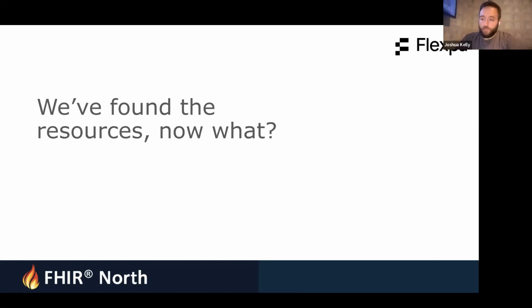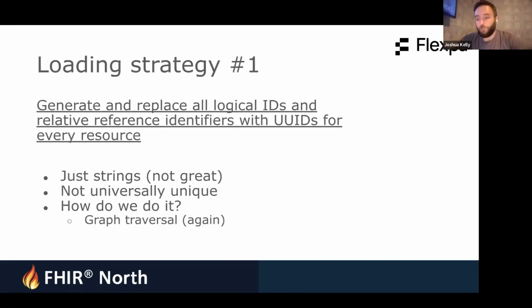So corresponding to several extraction strategies, we have as well several load strategies. The first load strategy is that we have to address that first problem. So we need to replace all of the IDs, and not just the IDs, but also the references. We need to replace those with universally unique identifiers that we've generated. Well, how do we do that? Fortunately, we can traverse our graph of resources again.